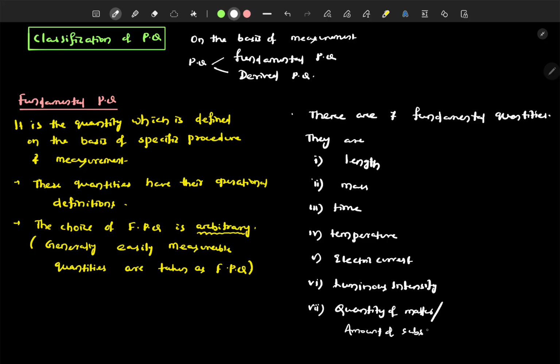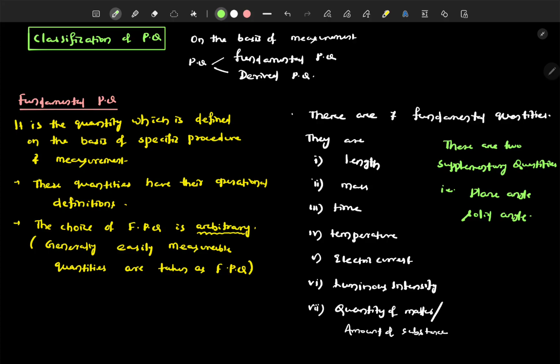Also remember, in addition to this, there are 2 supplementary fundamental quantities. What are they? The first one is plane angle, another one is solid angle. This is about your fundamental physical quantities.